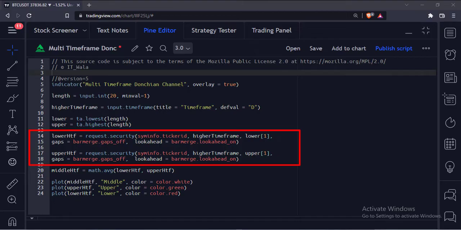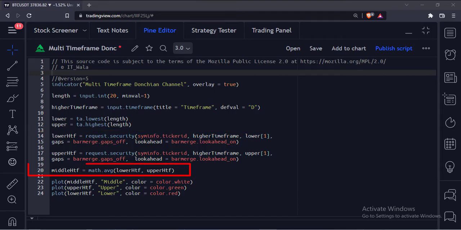This is necessary to avoid the indicator repainting, as we had earlier seen in the video of the indicator repainting issue. The fourth argument handles the gaps, the fifth argument merges the higher time frame data into current bars. Then we calculate the average of the higher time frame lower and upper bands and name it as middle. And finally, we plot the three higher time frame bands in different colors.